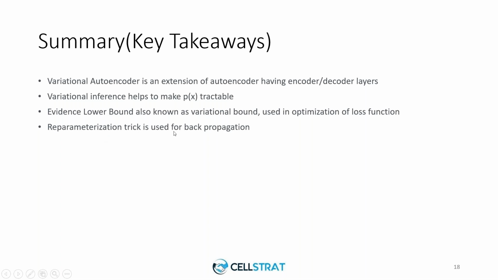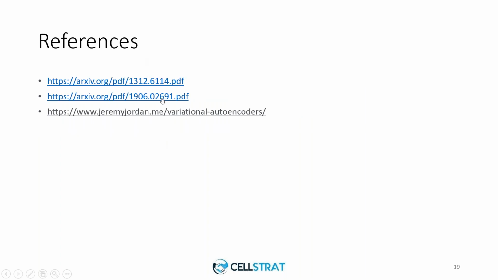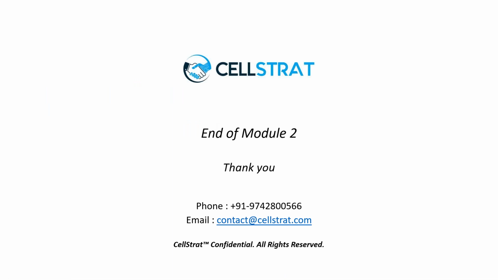Okay, so the reparameterization trick is used for backpropagation. We are not able to do backpropagation in the original form because there is a latent or random variable in between, which is z. Now, we are moving the random variable out of the equation using reparameterization so that backpropagation can happen. So this is what we discussed. These are the references considered in preparing this presentation. Okay, thank you. With this, we come to an end of module 2.